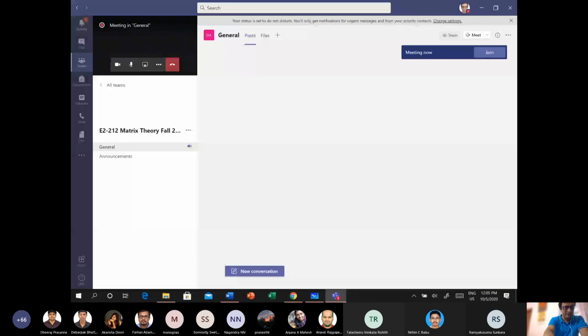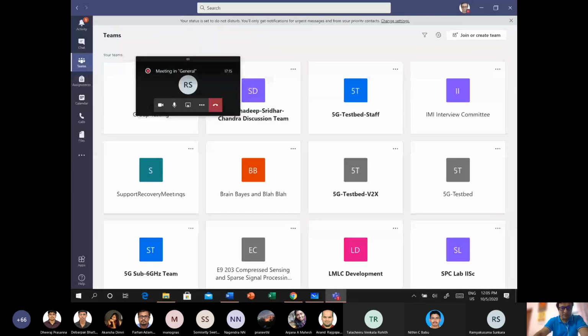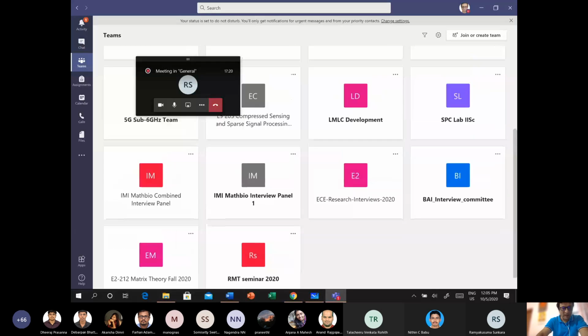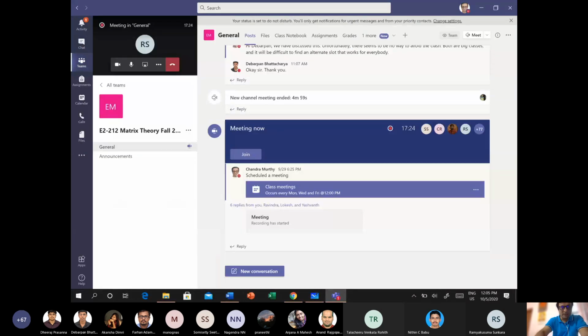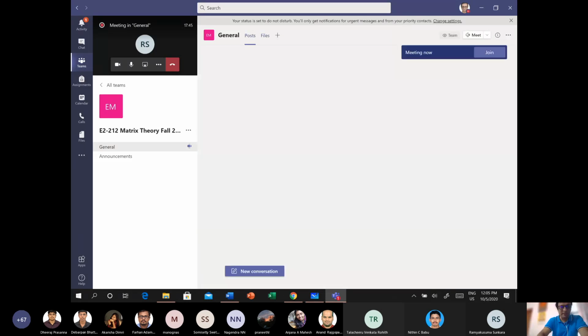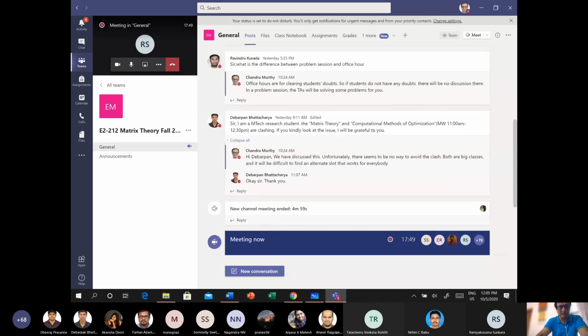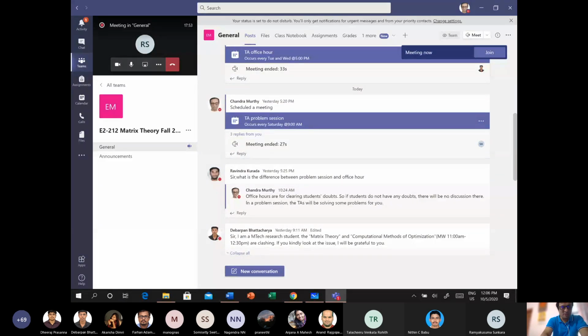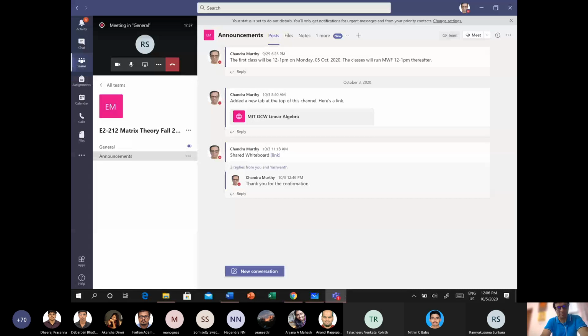If you go to Teams and click on the class team, and go to Files, and then class materials, there are two things here. One is this file that I'm showing you, which is the course outline, and the other is the textbook by Horn and Johnson, which is the primary textbook I will be using for this course. You will also find posts and other things related to the course under Posts, and some crucial announcements in the Announcements tab, so that you can have all the announcements related to the course in one place.